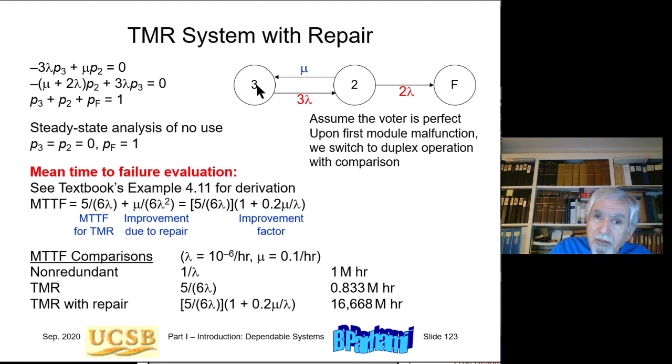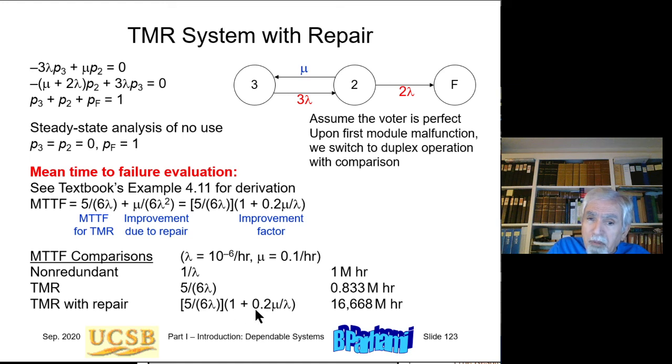When you go to TMR with repair, you can derive the mean time to failure. And I've written it in this form so that it's directly comparable to that. 5 over 6 lambda times this factor. What is this factor? It is 1 plus something, so it's more than 1. Therefore, there's an improvement in mean time to failure.